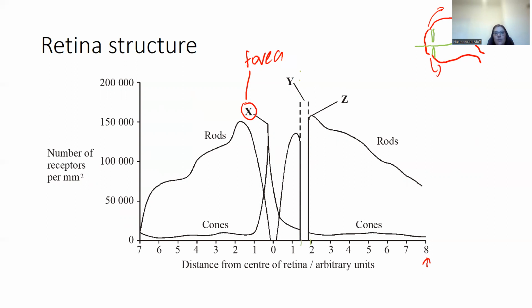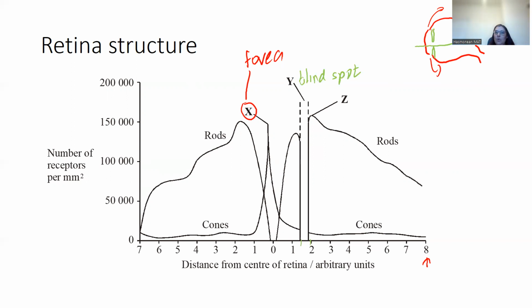There are no cones or rods at this particular point here. That is the blind spot. You find no photoreceptors there. Luckily, it doesn't matter. We've got two eyes, so what we don't see with one eye, we see with the other. If you have a look at the rods, you will see that there are none in the fovea. As you go away from the fovea, you get more.